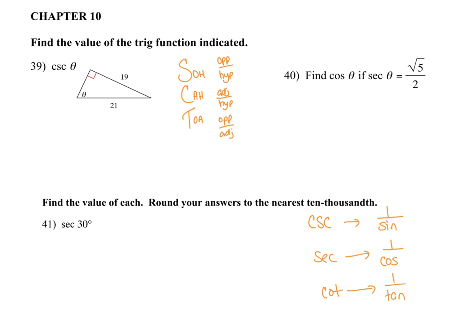On here, SOHCAHTOA. Hopefully y'all can do this in your sleep. Sine is opposite over hypotenuse, cosine adjacent over hypotenuse, tangent opposite over adjacent. Below that I gave you reciprocals. Cosecant is just the reciprocal of sine. Secant is the reciprocal of cosine. Cotangent is the reciprocal of tangent. So as long as you have the SOHCAHTOA piece, you will be able to get all 6 of them.